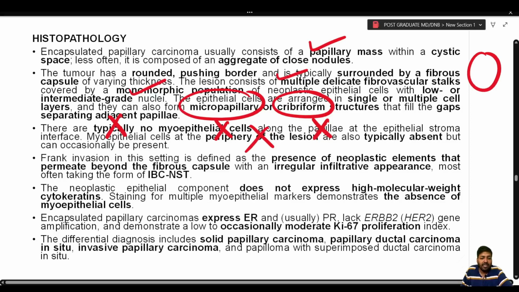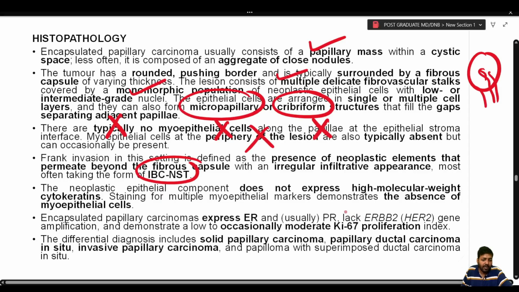Now remember, such lesions can have a frank invasion, okay? So frank invasion in this setting is defined as the presence of neoplastic elements that permeate beyond the capsule. For example, if the lesion inside starts to come out, in most cases they take the form of invasive breast carcinoma NST. The neoplastic epithelial component does not express high molecular weight keratin, as I told you, and they will show strong and diffuse ER positivity, and all myoepithelial markers will be negative.